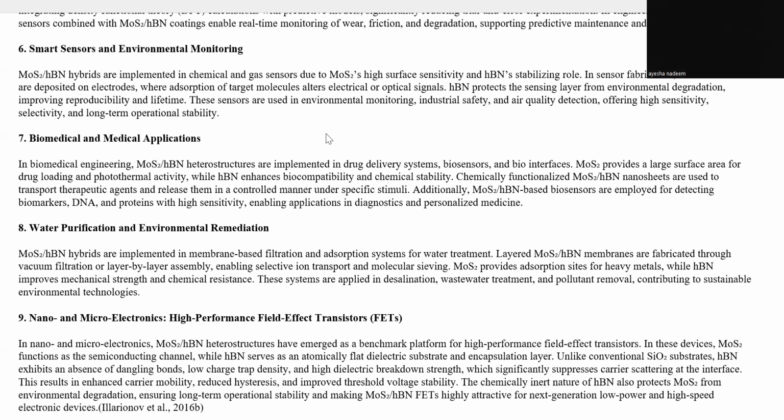Molybdenum disulfide provides adsorption sites for heavy metals, while hexagonal boron nitride improves mechanical strength and chemical resistance. These systems are applied in desalination, wastewater treatment, and pollutant removal, contributing to sustainable environment technologies.